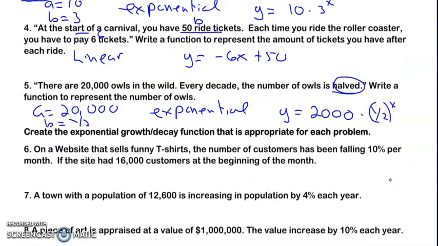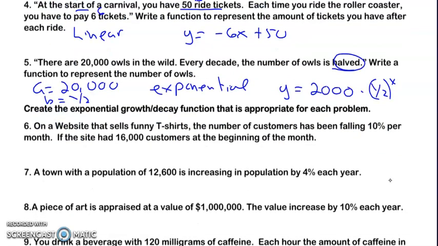So create an exponential growth or decay function that is appropriate for the situation. A website sells funny t-shirts. The number of customers has been falling 10% each month. If the site had 16,000 customers at the beginning of the month, so it's not doing quite well. So we know this is our start, and our rate is 10%.